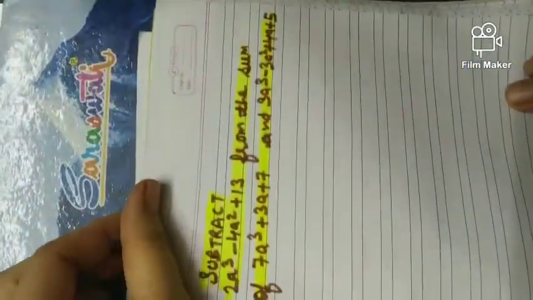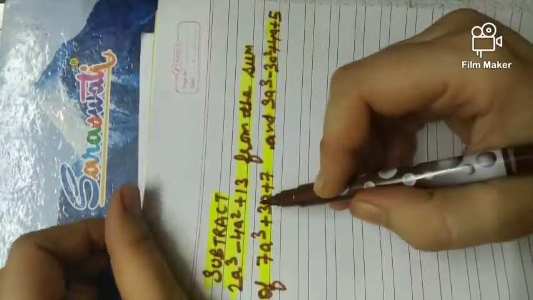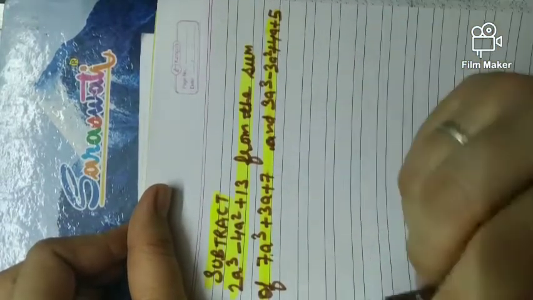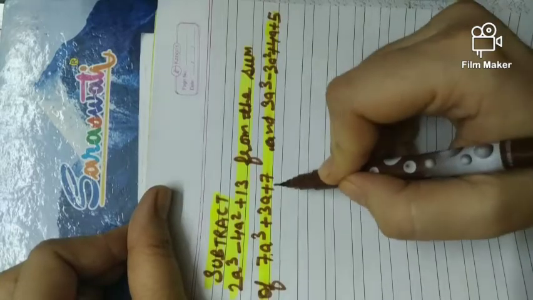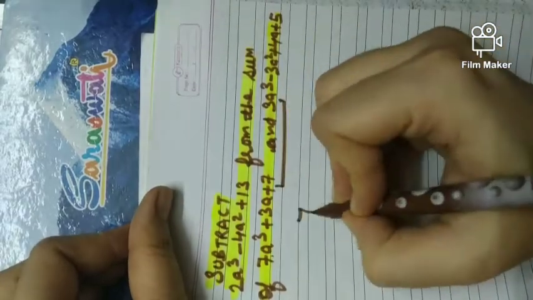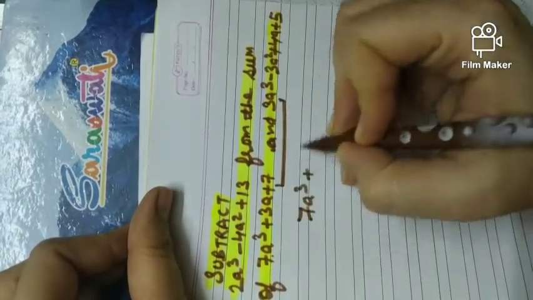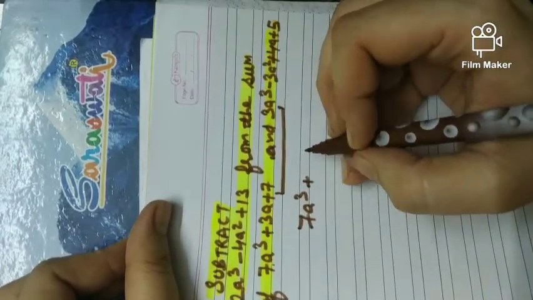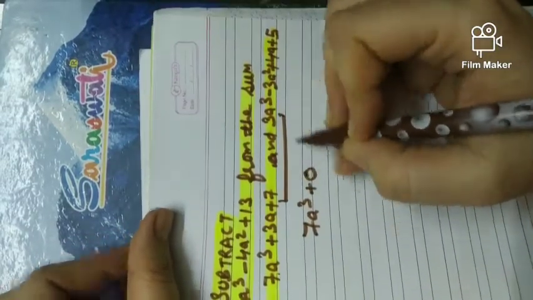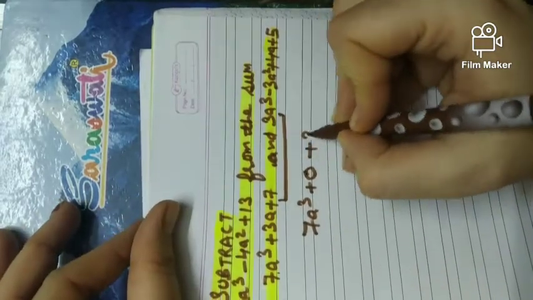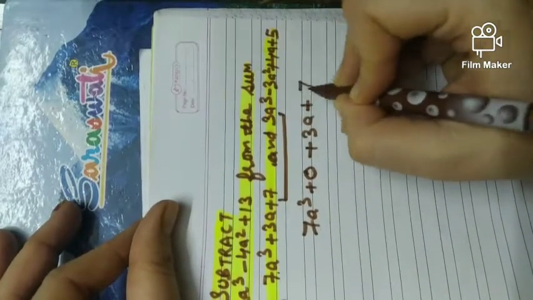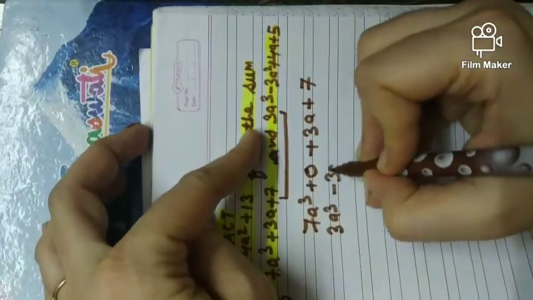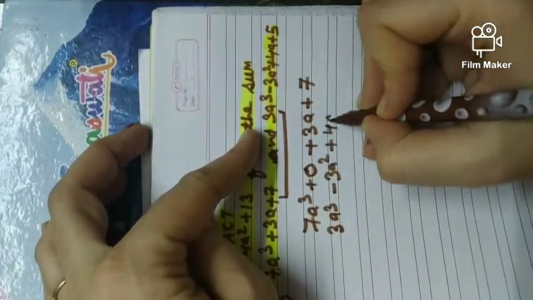One more example I am giving you. They are saying subtract 2a cube minus 4a square plus 13 from the sum of this and this. From the sum beta, means first I am going to add these. Okay. So 7a cube plus 3, beta a square is not here, so we can just write 0 at that place. 0 into a square is 0. Then plus 3a plus 7. Okay. Now the next expression is 3a cube minus 3a square plus 4a plus 5.